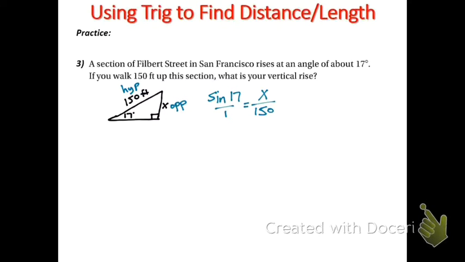We want to cross multiply again. So 1 times X is X. 150 times the sine of 17 is what we're going to plug in our calculator. So 150 times the sine of 17, 43.85, or right around 44 feet.